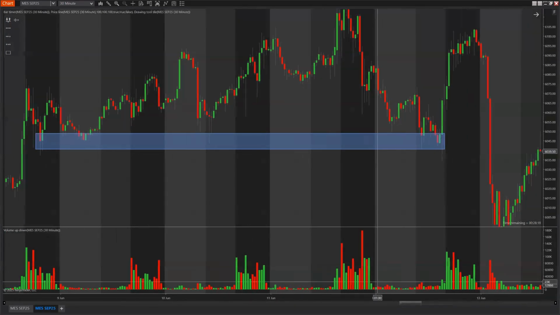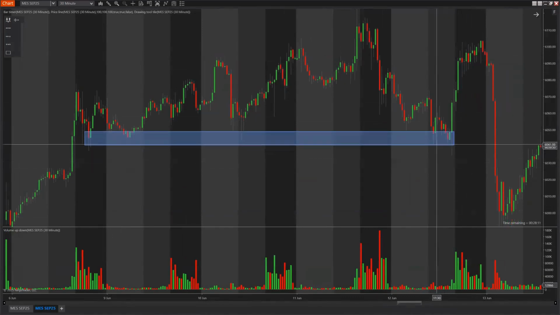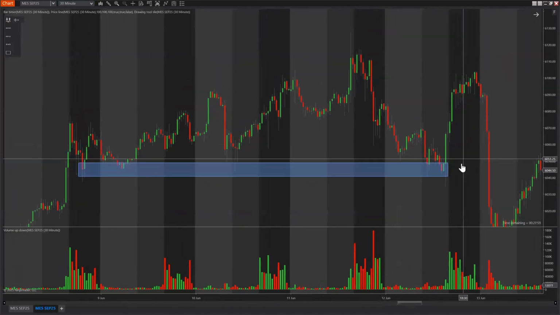And then as you can see, days later, it came back to the support like twice, right? And then also massive reaction from there. So this would be a very clean example on an M30 or an M15. It's all the same, to be honest. It's just obviously less color on the M30 than on the M15. So this would be a nice example of a support level.